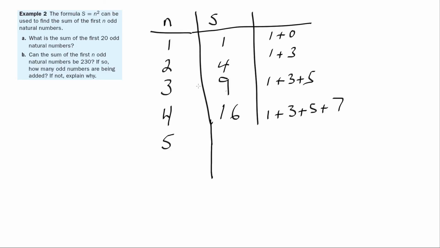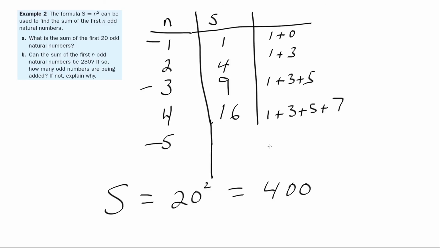So what is the sum of the first 20 odd natural numbers? It's simply S equals 20 squared, and that's equal to 400. And then the next question that it asks is, can the sum of the first n odd natural numbers be 230? If so, how many odd numbers are being added? If not, explain why.